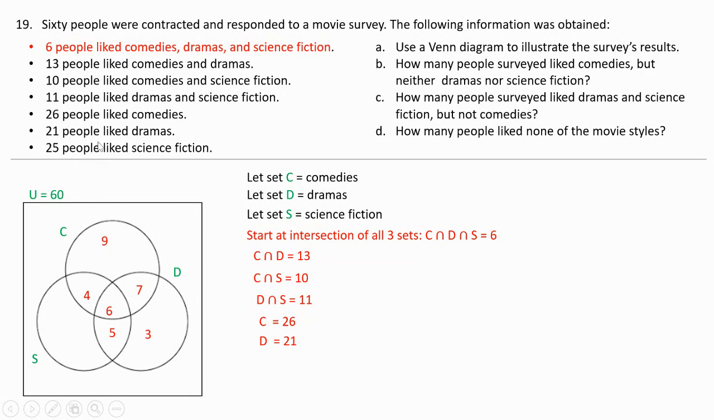Now we repeat the process for science fiction. So science fiction is 25. So all this must be 25, everything in the S set. So we got 10 and 5 is 15. So that's going to be 10.